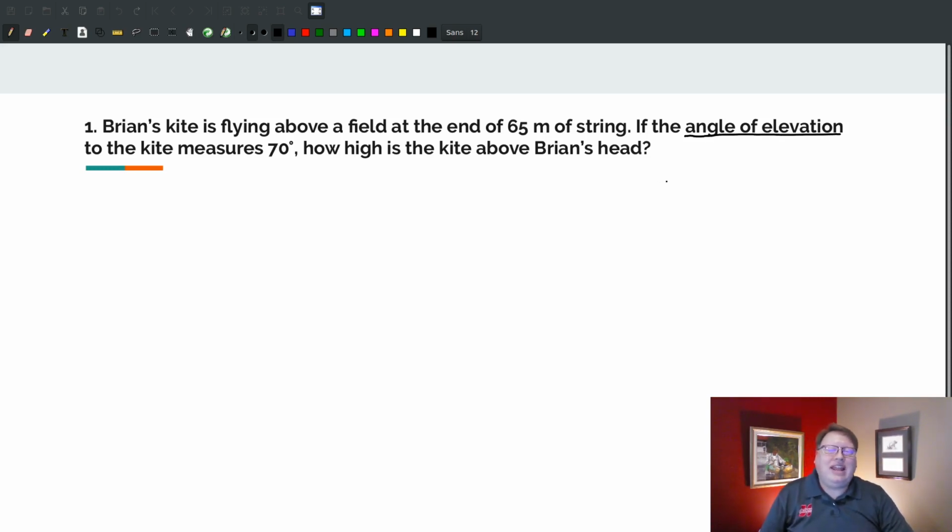An angle of elevation is measured from the horizontal upwards. Angles of elevation and depression are always measured from some horizontal line, and elevation is measured above that horizontal line, depression is measured below the horizontal line. As we go through, we're going to draw these out. So we want to start out by drawing the ground, okay?